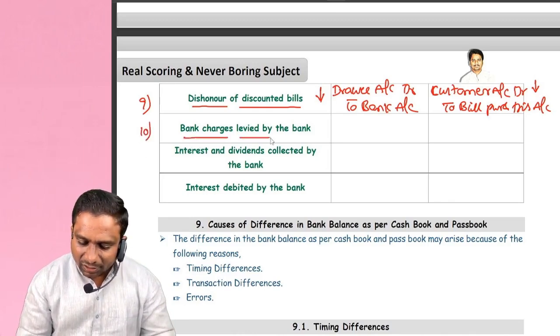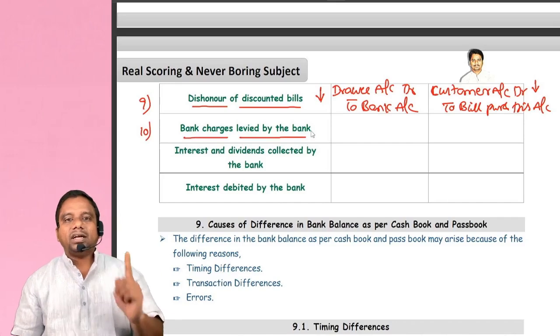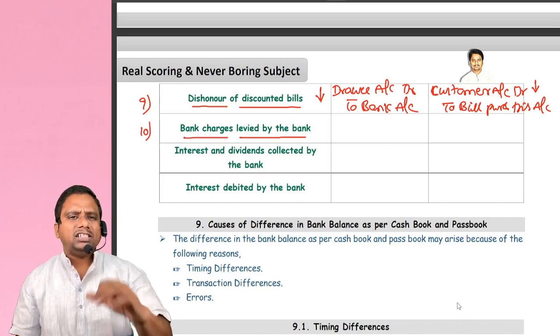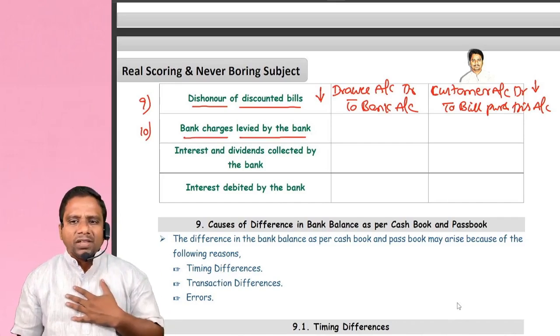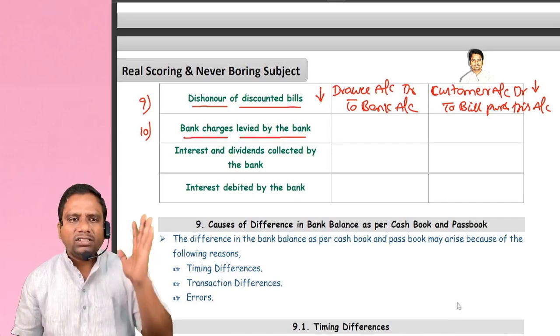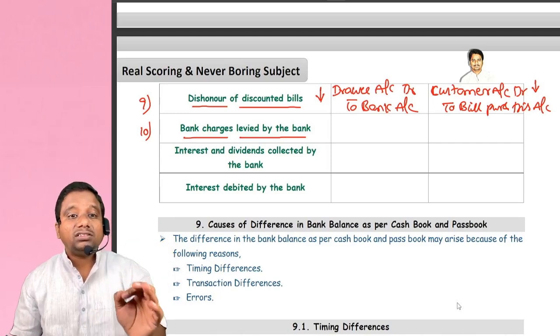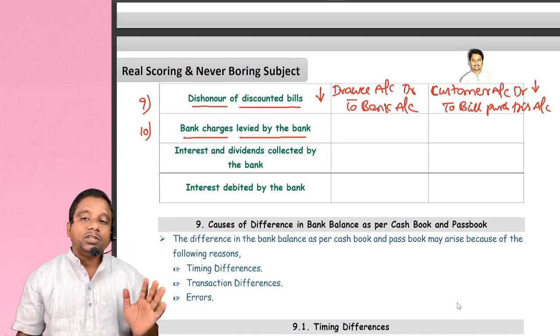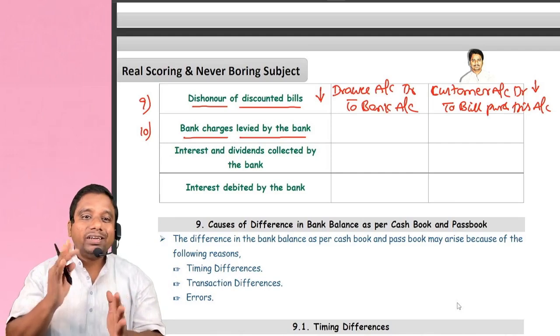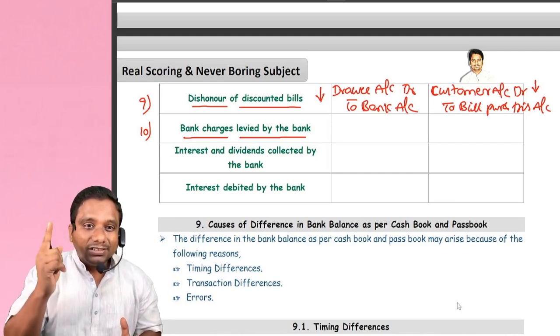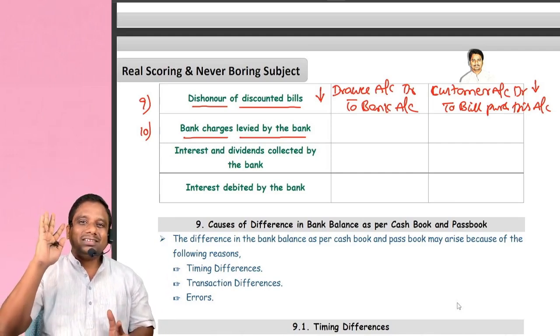Bank charges levied by the bank. See, the bank is providing so many services to us. Yes, sir. For the services rendered by the bank, the bank will charge some amount. So in this situation, who will record the transaction first? The bank is charging the amount, so the bank will record the transaction.